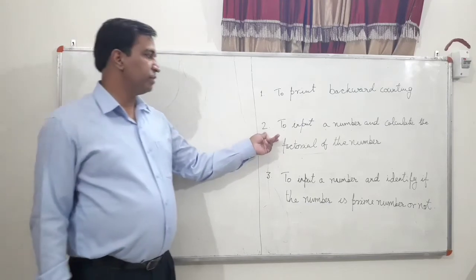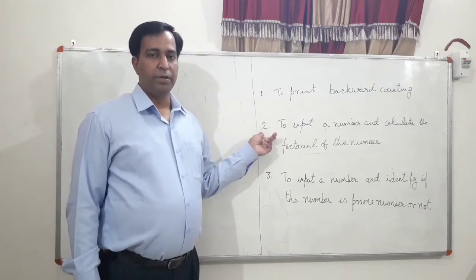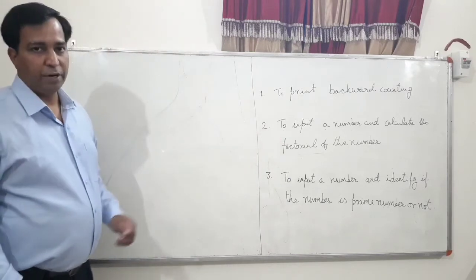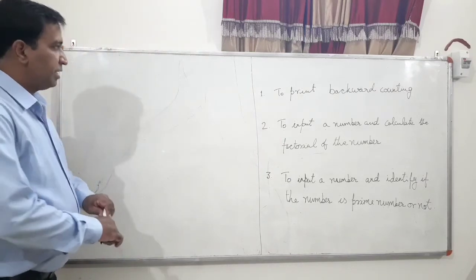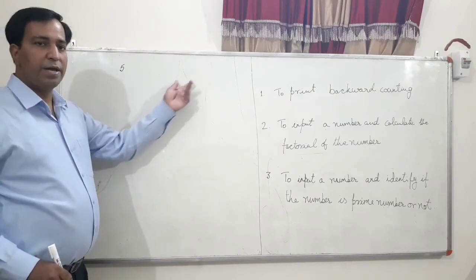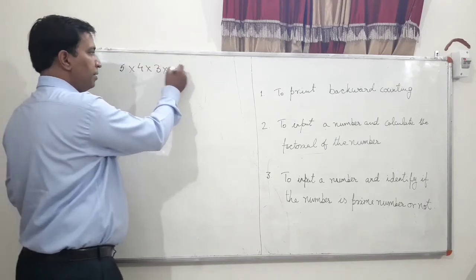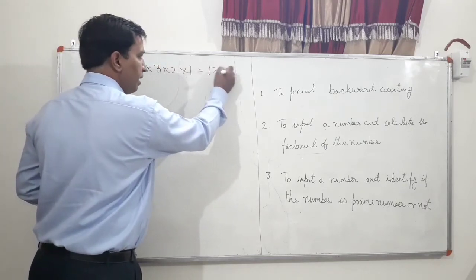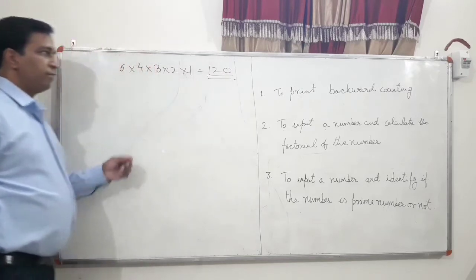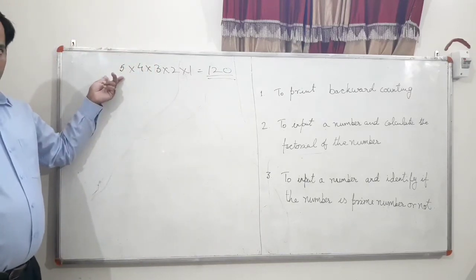The second program says to input a number and calculate the factorial of that number. Right? What is factorial? Factorial means, suppose the number is 5. If you multiply all the numbers till 1, like 5 multiplied by 4 multiplied by 3 multiplied by 2 multiplied by 1, right? This is the factorial of number 5, right?